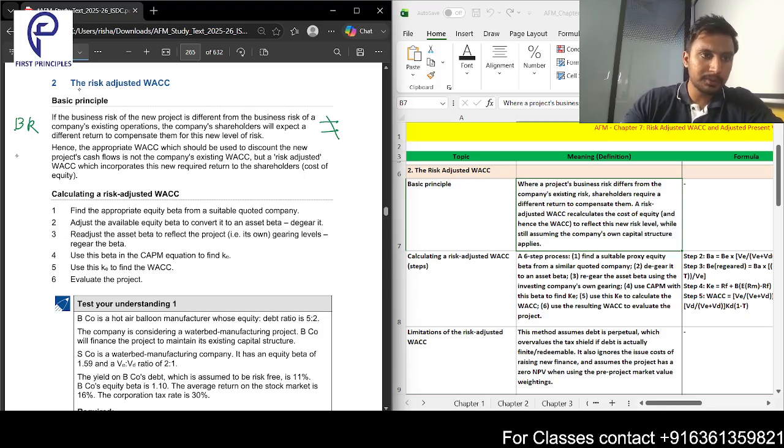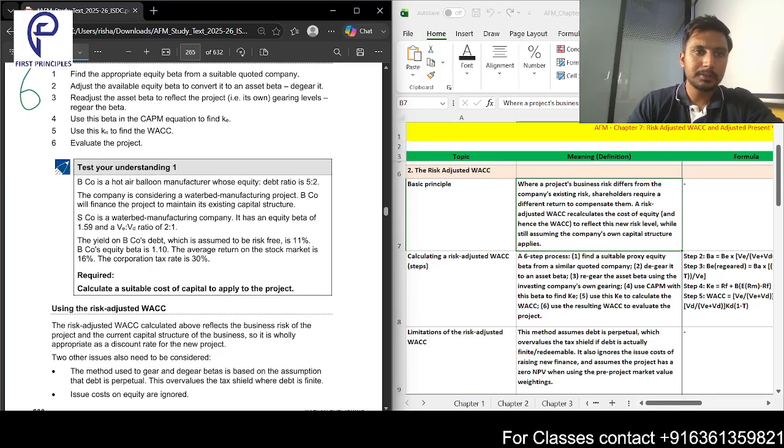So, what should we do in these situations when the change happens? We use a risk adjusted WACC, when there is a change in the business risk because of the new project. Now, there are 6 steps on how we calculate the risk adjusted WACC. Okay, so let's look into the six.